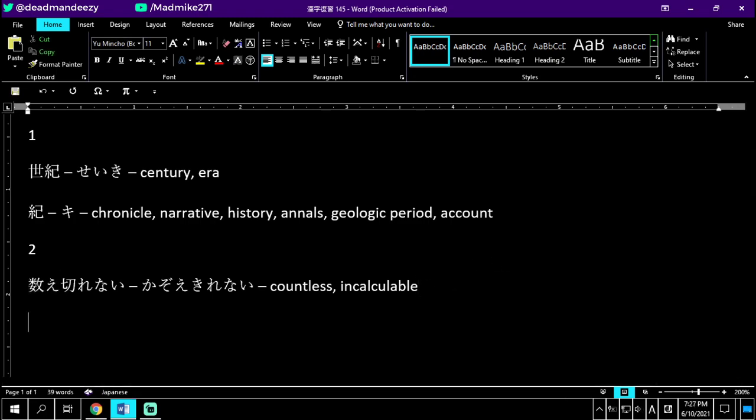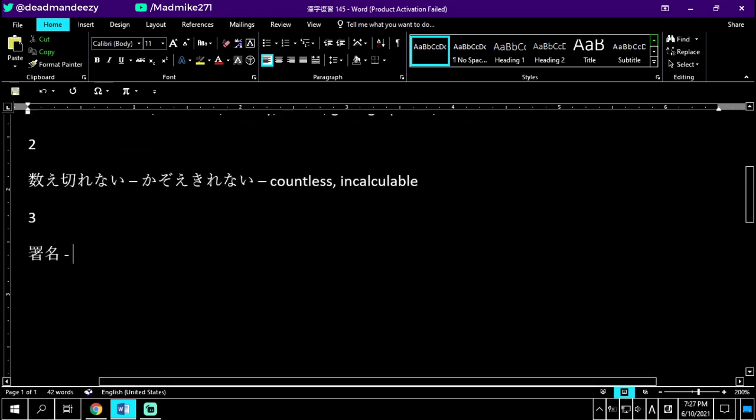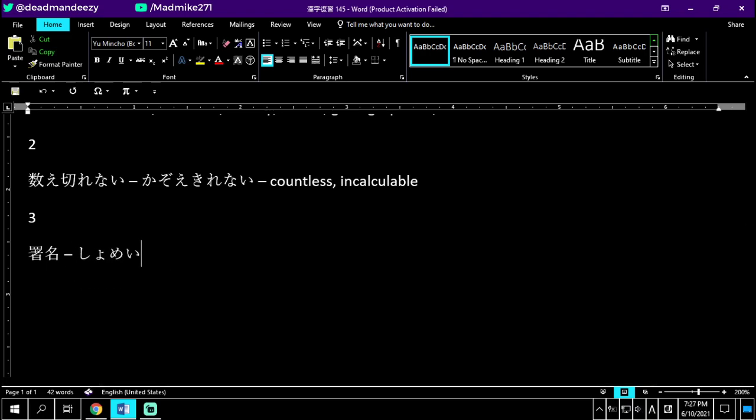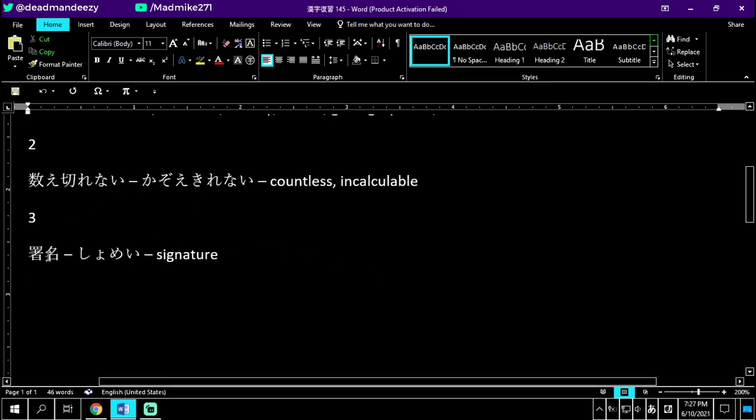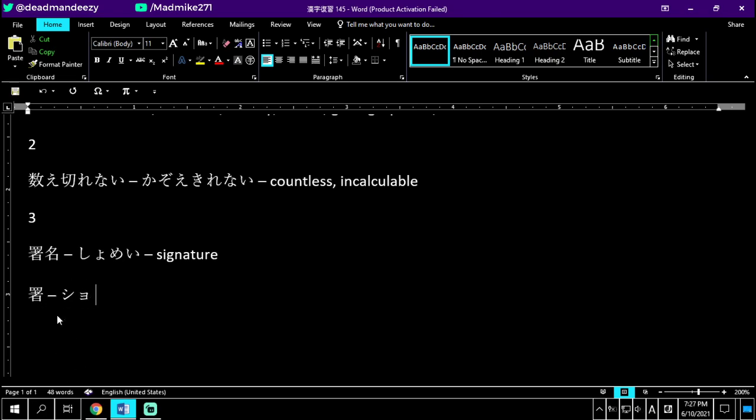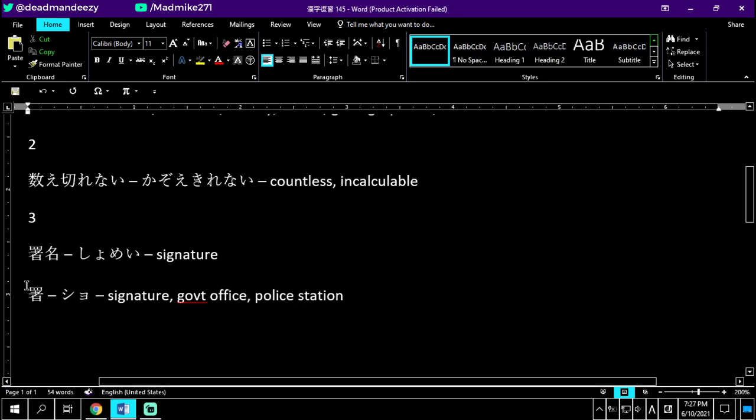Number 3. Samban. Samban wa shomei. Shomei desu. Two kanji here. On the right side we have mei, which is name, noted, or distinguished. Shomei is a signature. On the left side we have signature or a government office, with a kanji for a net over a person. The radicals for a net over a person, read as sho, which is a signature, a government office, or a police station. The place where they net people. Sho is a government office, a police station.